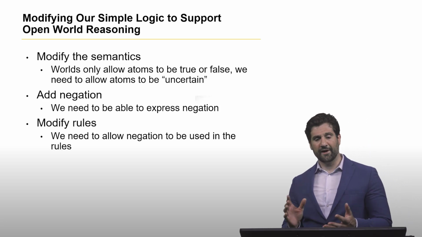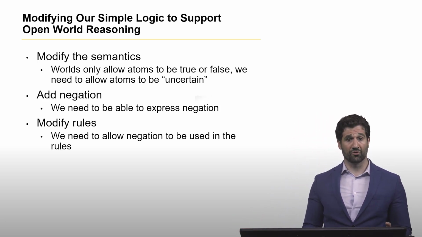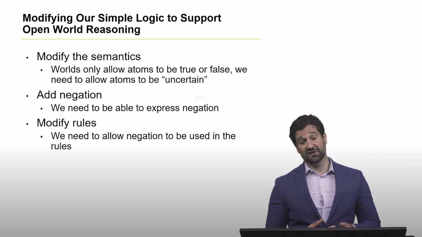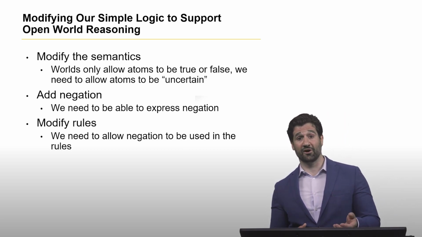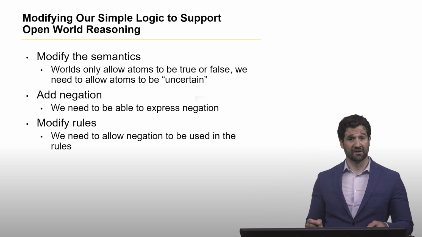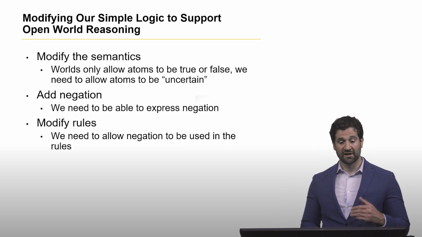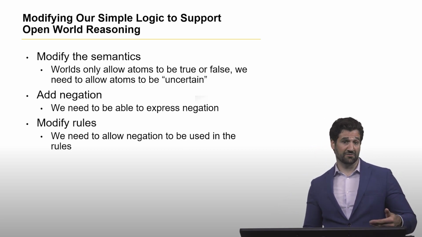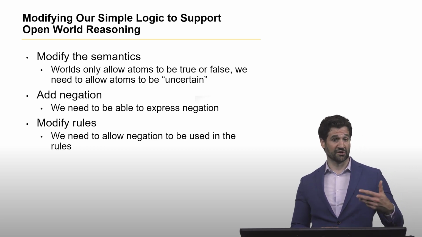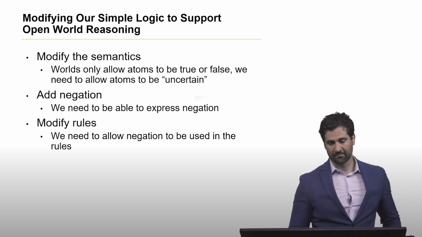So, okay, let's go back to the simple logic that we introduced. What do we need to do to support open world reasoning? Well, first we need to modify the semantics, because the idea of a world where everything that's not true is false is inherently suited only for closed world. So we have to do something about that. In this lecture, we're going to focus on the changes to the semantics. Later on, we're going to add negation, because that's going to be useful to conclude that some things are not true. And of course, we have to modify our rules to allow for negation if we're doing this.